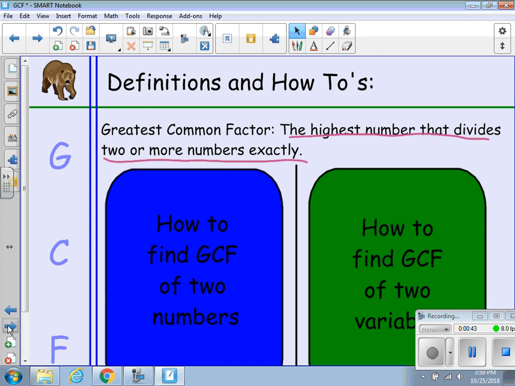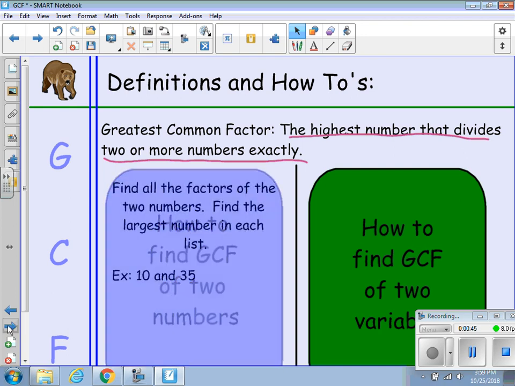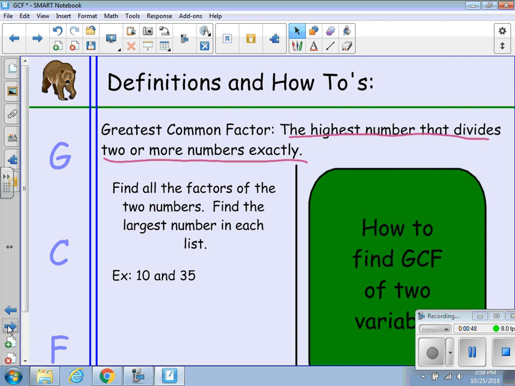So for how to find the GCF of two numbers, make sure that you find all the factors of the two numbers and then find the largest number in each list. My example for us to try together are the numbers 10 and 35. So I'm going to find all the factors of 10. Well, 1 goes into 10 and 1 times 10 is 10. 2 goes into 10, what's left? A 5. 3 doesn't go into 10 evenly, 4 doesn't go into 10 evenly, and 5 goes into 10 evenly, but that gets out of 2, and we would be repeating ourselves.